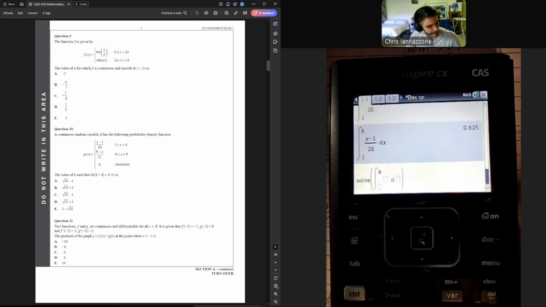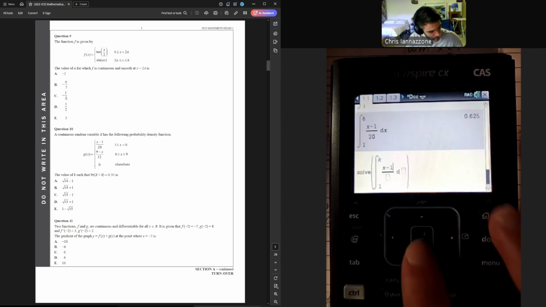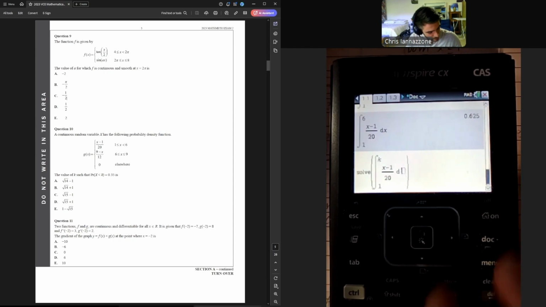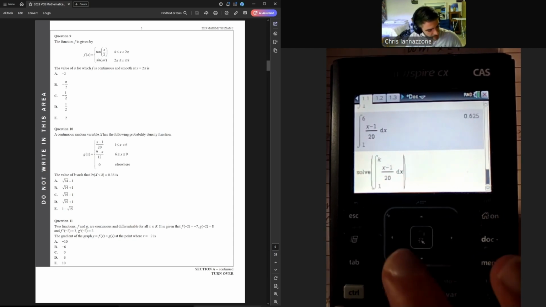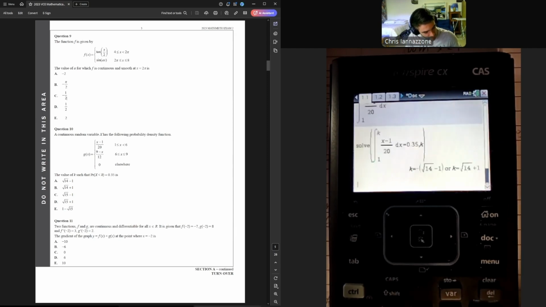From there, the lower bound has to be 1, right? It can't go any lower than 1. And we also know the function. We know that we have (x - 1)/20. That's always a given. Now, the interesting thing here is that we know what this equals. We know that it equals 0.35, right? We're told the probability is equal to 0.35 over that interval. So all we have to do is tell the CAS to solve that for k, hit enter, and you're going to see the proper solution, right? It's going to be plus minus the square root of 14 and the plus 1.